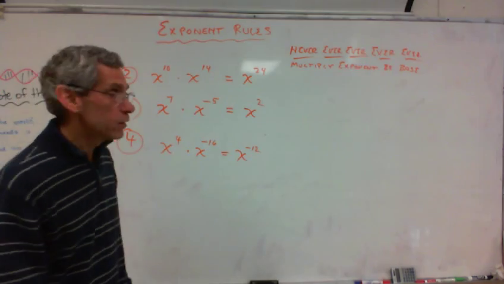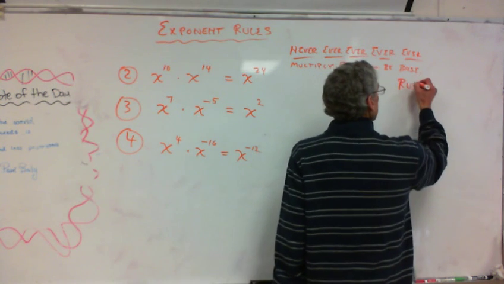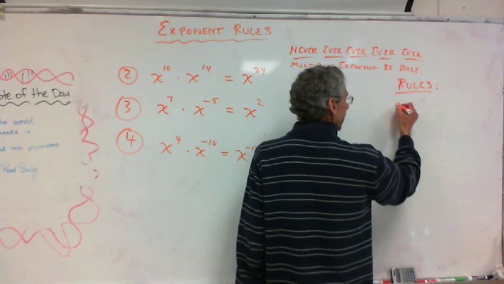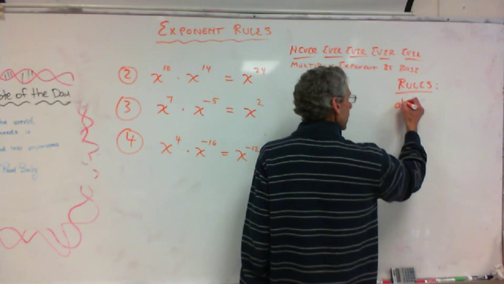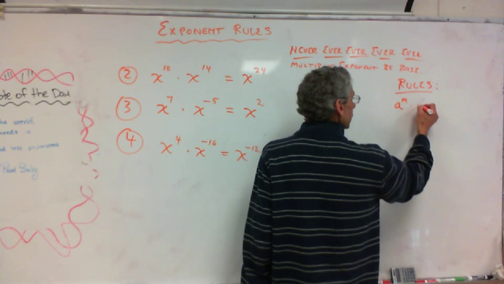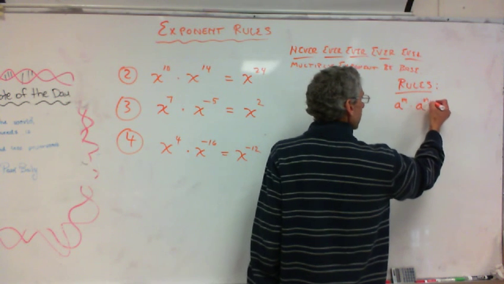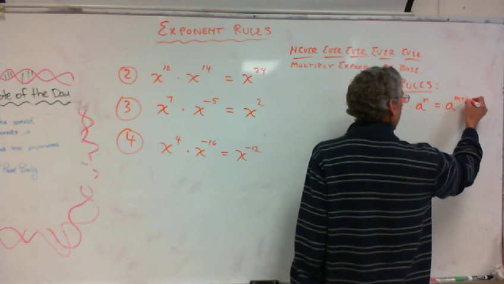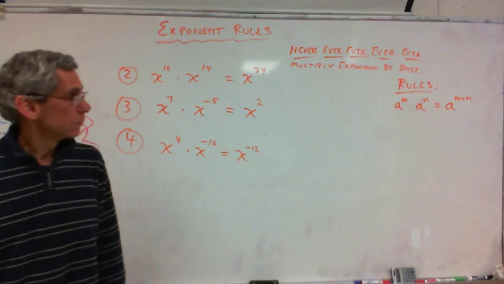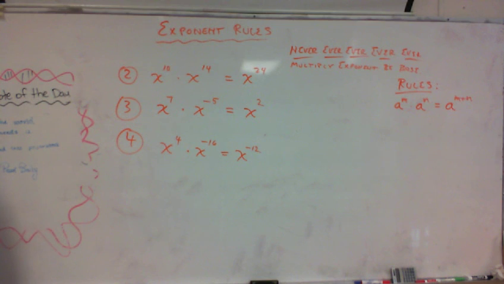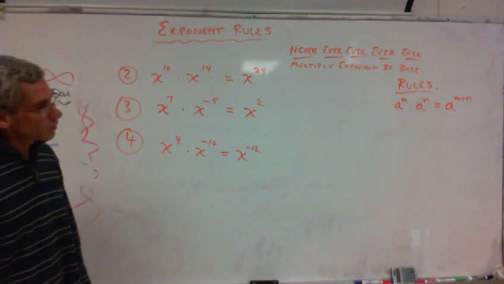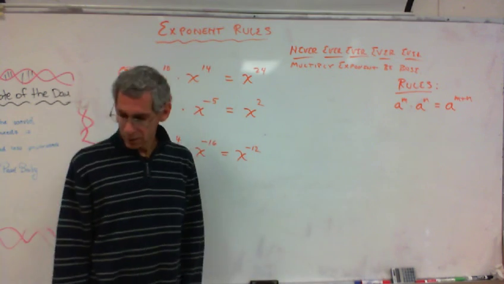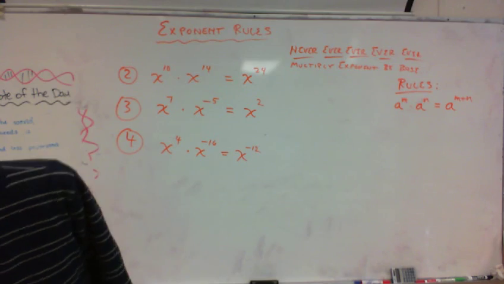All right, now I'm going to write the rule. Here's the rule. We're going to write down a few rules today. This rule is this: a to the m times a to the n is equal to a to the m plus n. Right? That's what we've been doing. That's typically how you'll see the rule. Sometimes it might be x to the m times x to the n equals x to the m plus n. I don't remember how I do my rules.